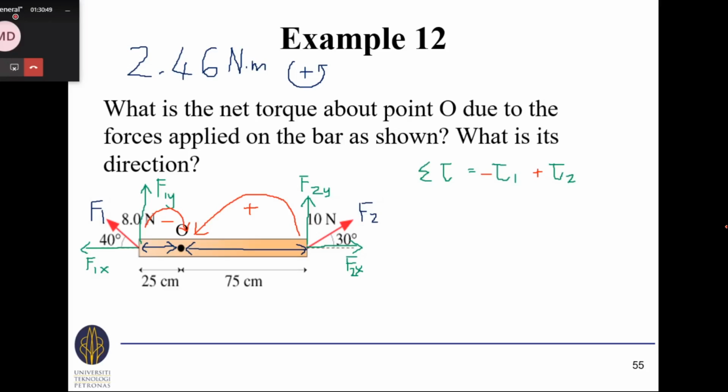Miss, what's the difference between moment and torque? I don't get it. Moment is the R, the distance between the force you exert and the axis of rotation. Torque is how it is rotating.